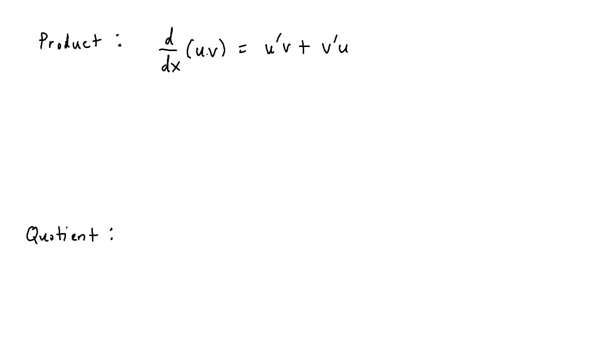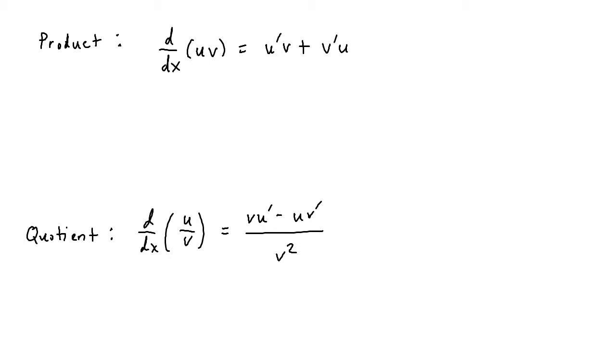And now for the quotient rule, let's say you're trying to take the derivative of one function divided by another. So in this case, let's just say u divided by v. Then the formula to find the derivative is going to be v u prime minus u v prime all over v squared. So another way to remember this is by saying low times the derivative of high minus high times the derivative of low all over low squared, or low d high minus high d low over low squared.